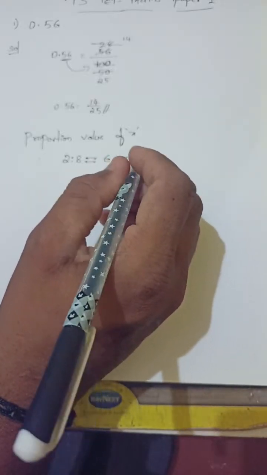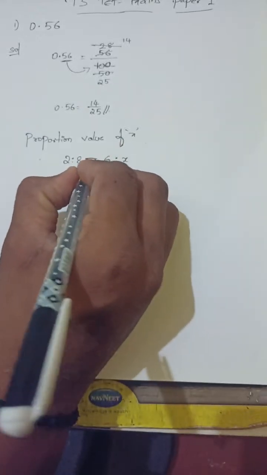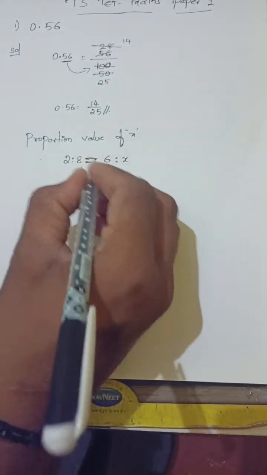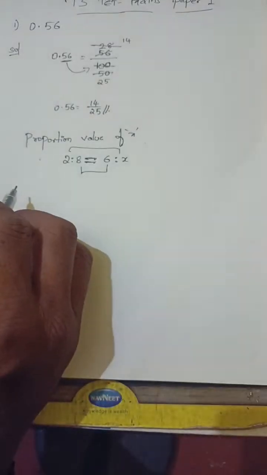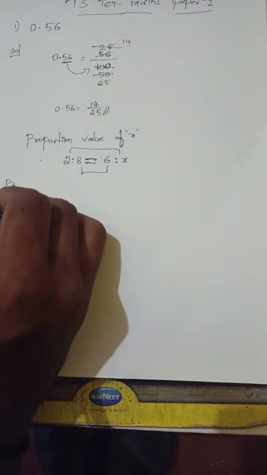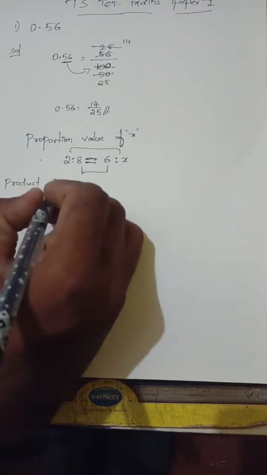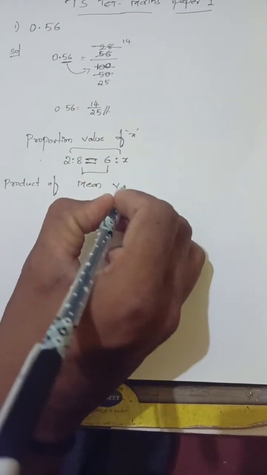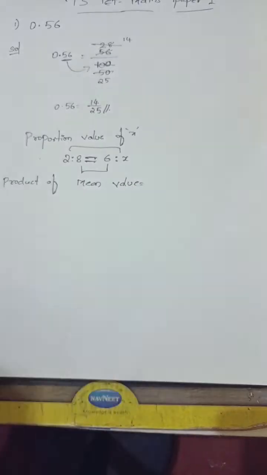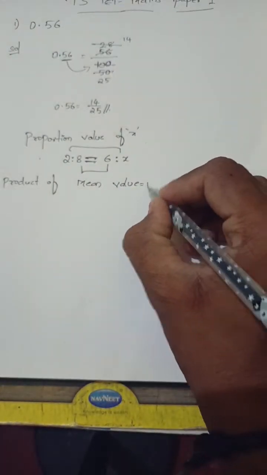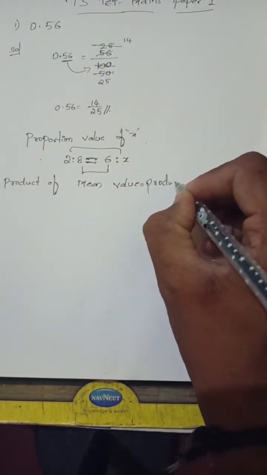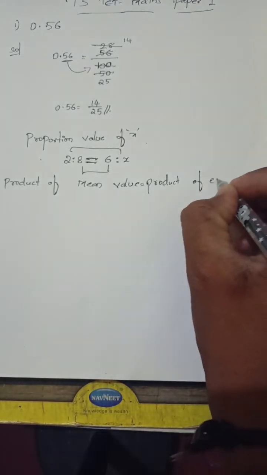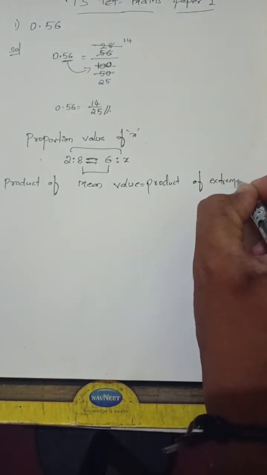So how are we going to find these equal values? How are we going to multiply? We are using the rule: the product of the means is equal to the product of the extremes.